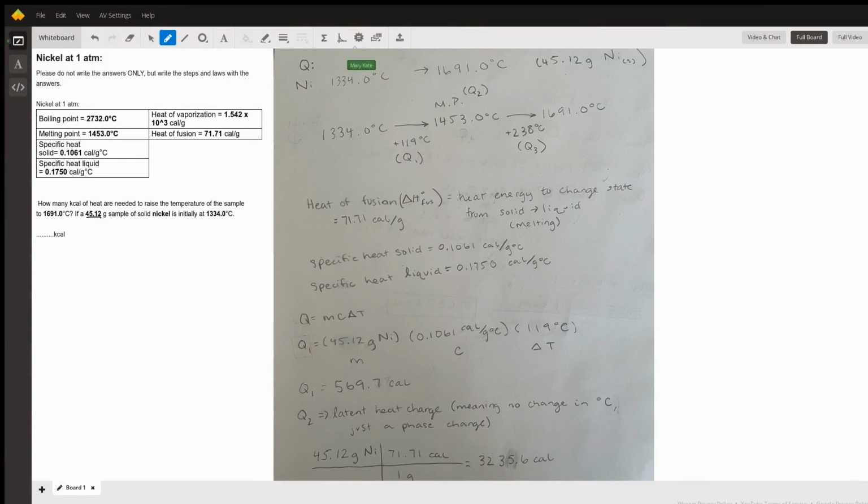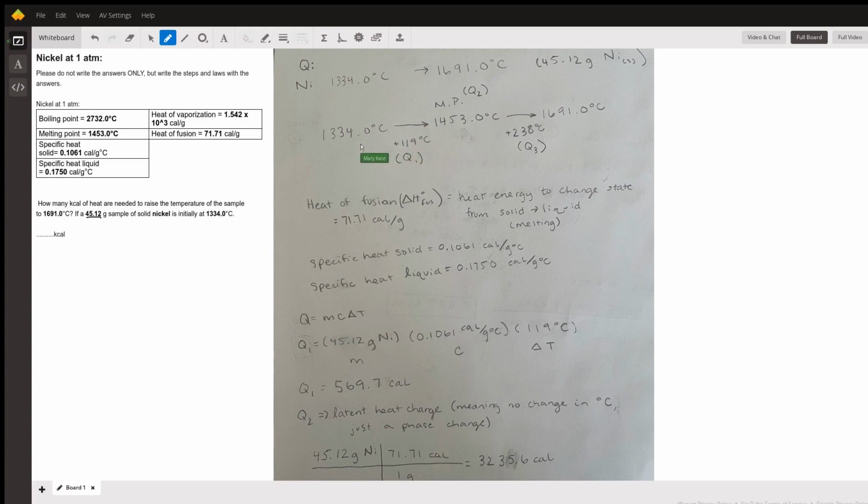So our question is asking how much heat energy it takes to get from 1334 degrees Celsius to 1691 degrees Celsius for 45.12 grams of nickel in solid form. To do that, we have to look at our melting point, which is 1453 degrees Celsius, right in between that temperature change. That means there's a phase shift right in between our temperature change that we have to take into account when we're calculating our heat energy.